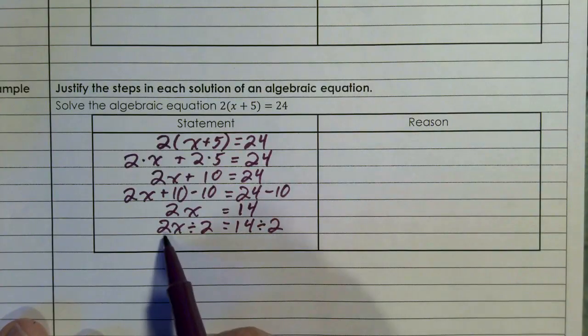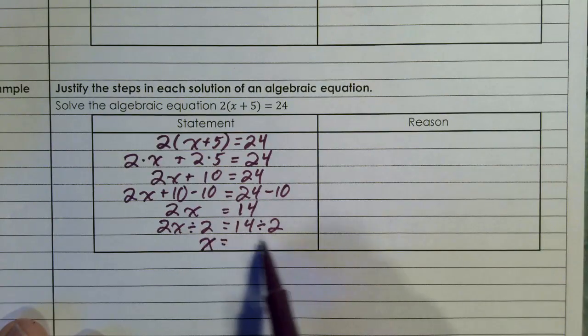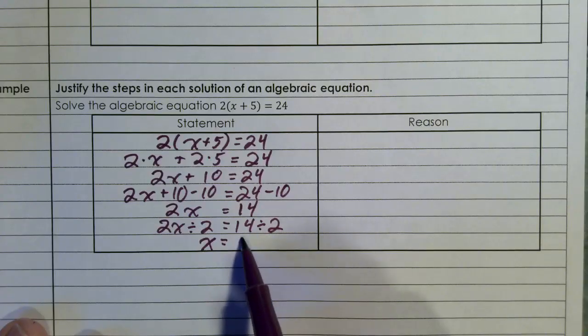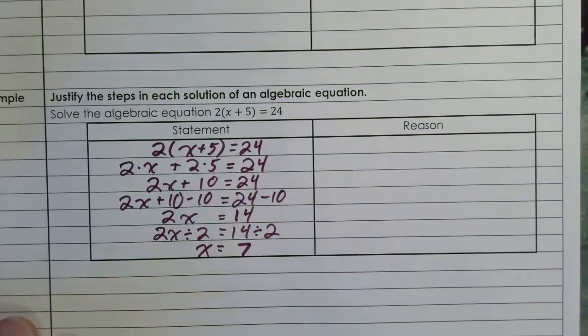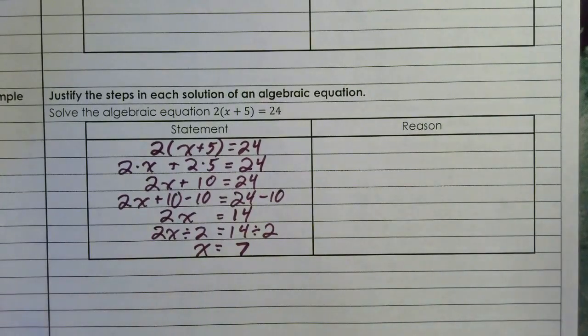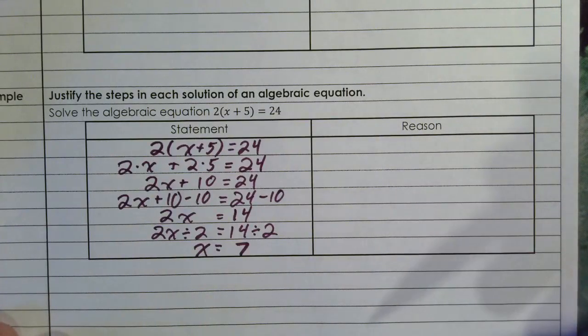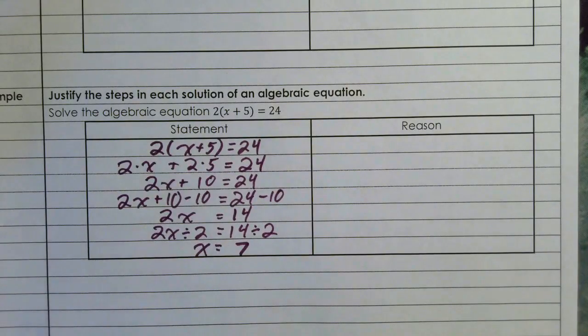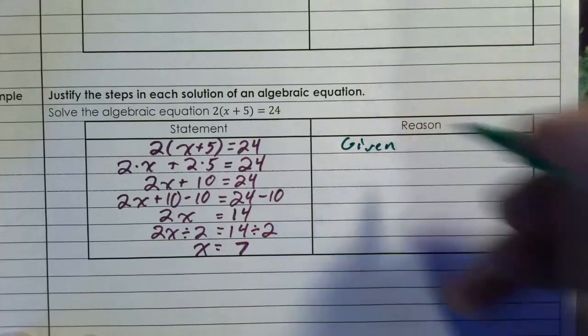And now I just need to finish simplifying. 2x divided by 2, that's just x. And then 14 divided by 2, that's 7. There we go. I solved my equation. Now I just need my steps, my reasons over here on the side. The first one is always given, so you can go ahead and just write given because that one's always first.